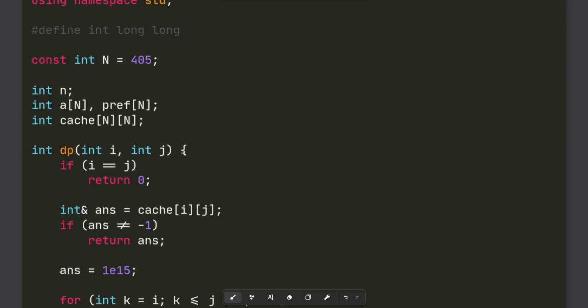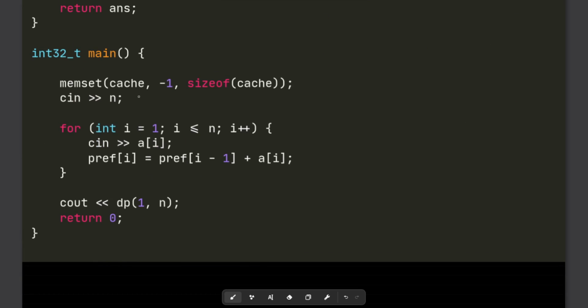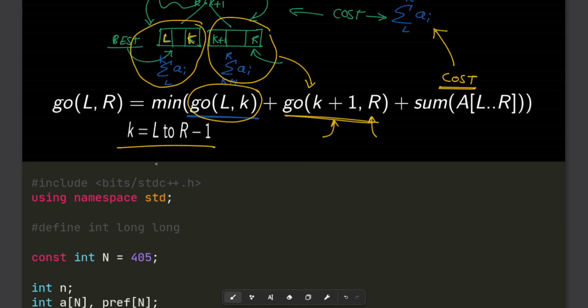Let's go over the implementation. Cache is the memoization array. We will use it to check whether a state is already visited and return the answer if it is already visited. N is the number of elements, and we are going to input array A given in the question. We are constructing prefix sums to compute this faster.